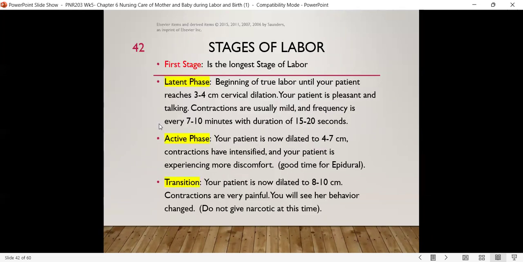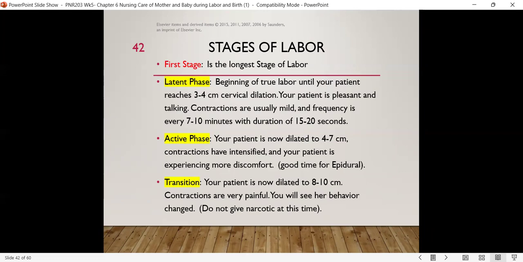Okay, so here I made a slide for you. So you can see here, the first stage is the longest stage of labor. The latent phase, or you could call the early phase, is the beginning of true labor until your patient reaches 3 to 4 centimeters. Your patient's really pleasant and she's talking. Good time to get those permits, consent forms signed. The contractions are usually mild, and the frequency is maybe 7 to 10 minutes, with a duration of the contraction of like 15 to 20 seconds. Again, just like I said here, it's the beginning of true labor.